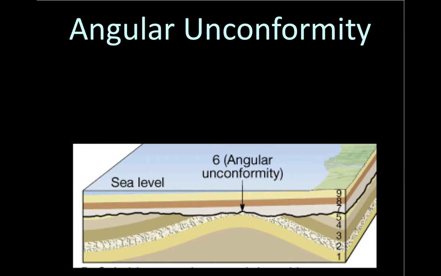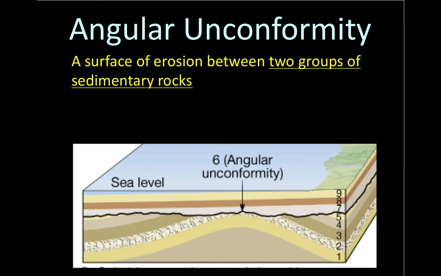The first type that we'll look at is called an angular unconformity. And an angular unconformity is probably the most obvious of the unconformities. What it looks like is basically a surface of erosion between two groups of sedimentary rocks. And the two groups of sedimentary rocks are shown here in this image. We have layers of sedimentary rocks below, which are numbered 1, 2, 3, 4, 5. And then we have layers on top of this black wavy line, 7, 8, and 9.